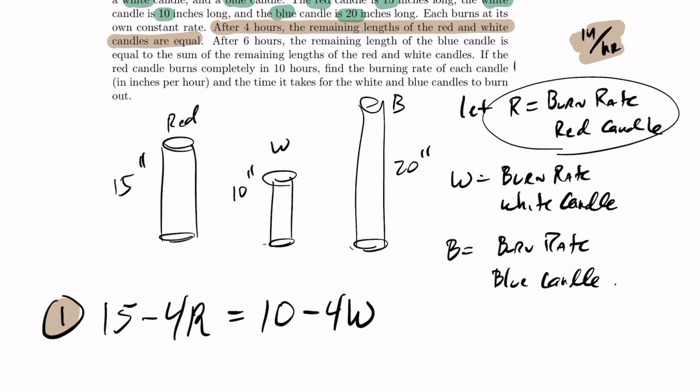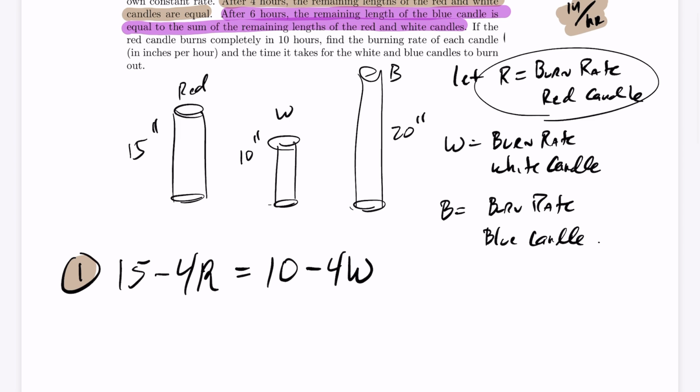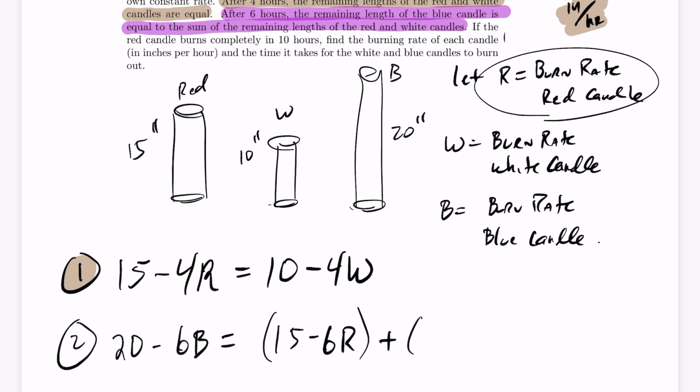Let's take a look at another one. It says now after 6 hours, the remaining length of the blue candle is equal to the sum of the remaining lengths of the red and white candles. So therefore, we have another equation. So the second equation is after 6 hours, the length of the blue candle. Well, the blue candle is 20 inches. So after 6 hours times its burn rate, it is equal to the sum of the remaining lengths of the red candle. That'll be 15 minus 6R, right? We're doing 6 hours now, plus 10 minus, sorry, not 4, 6W for 6 hours. And that represents equation 2, right?